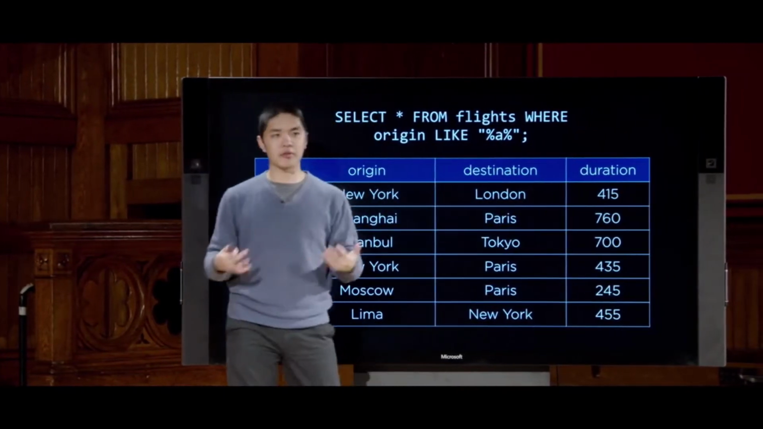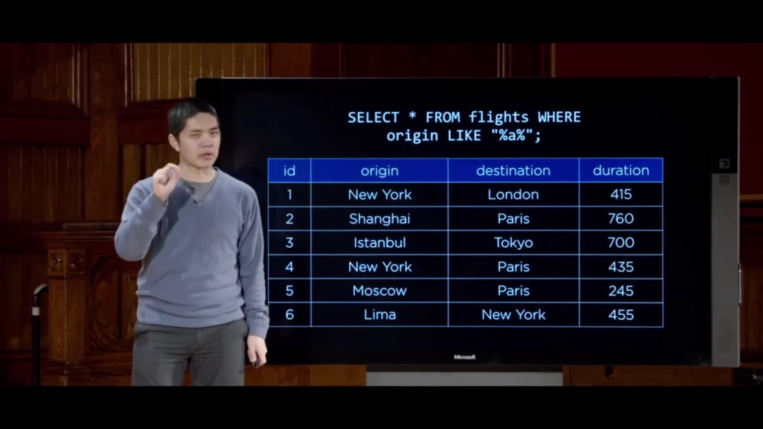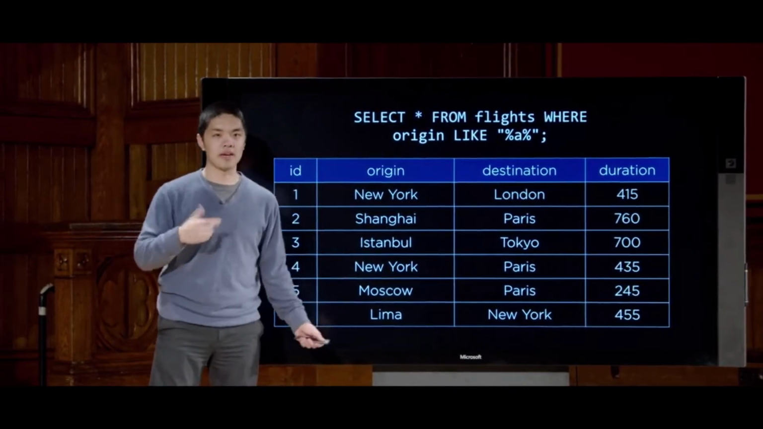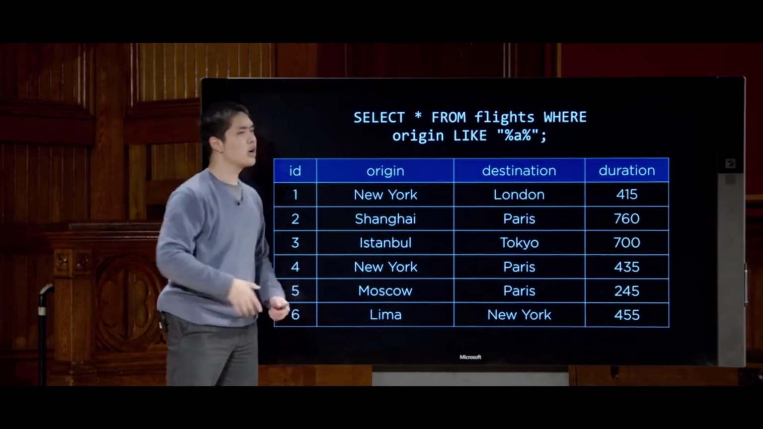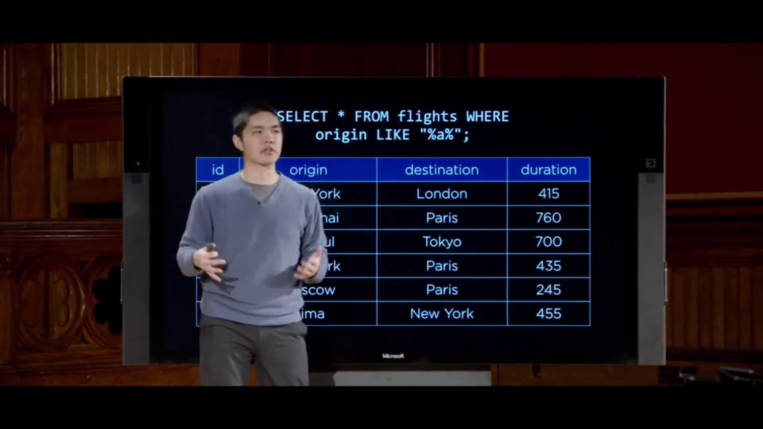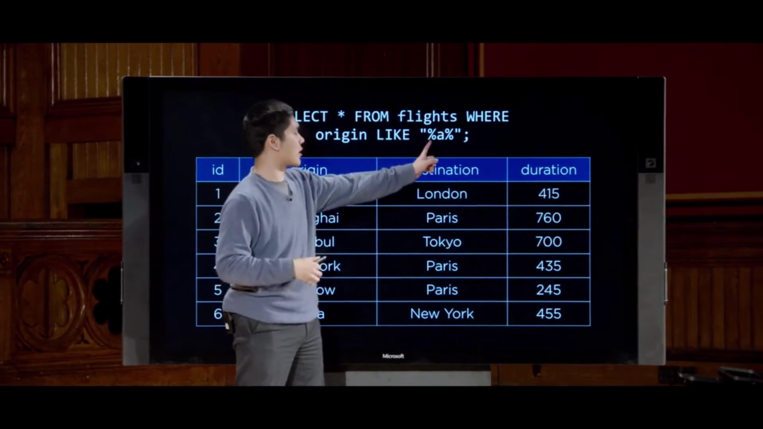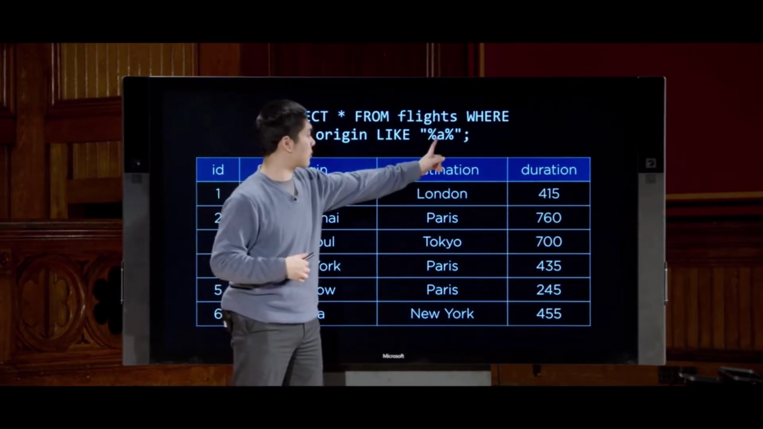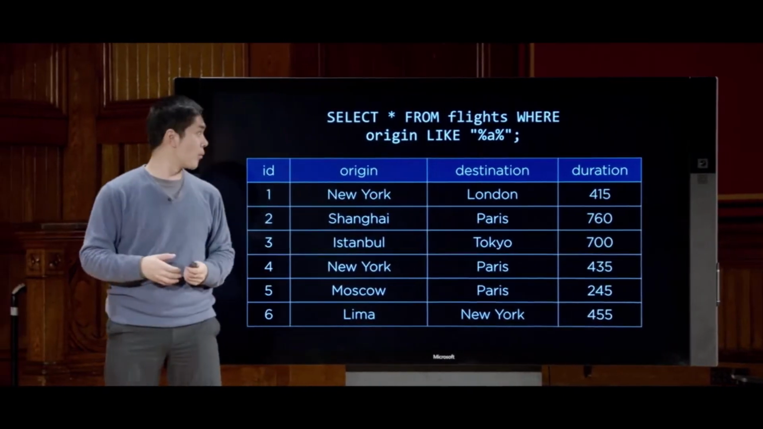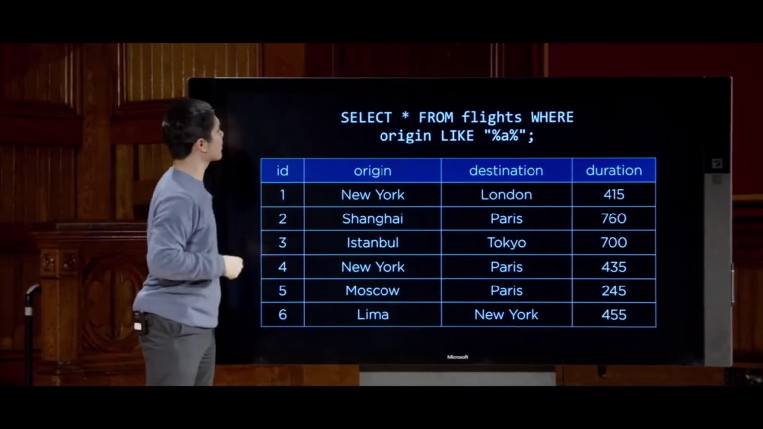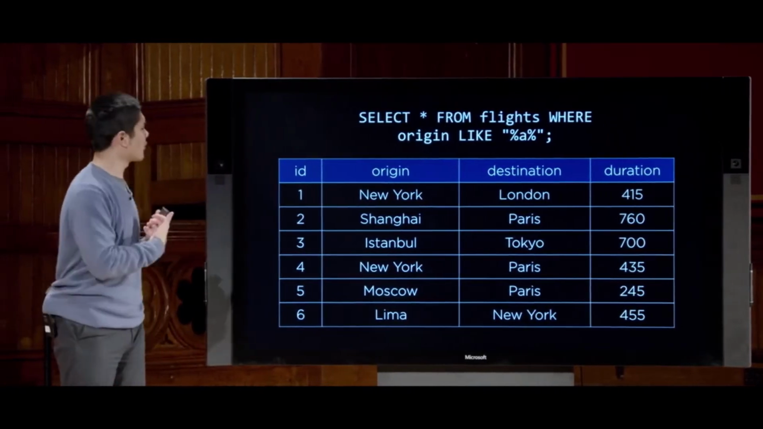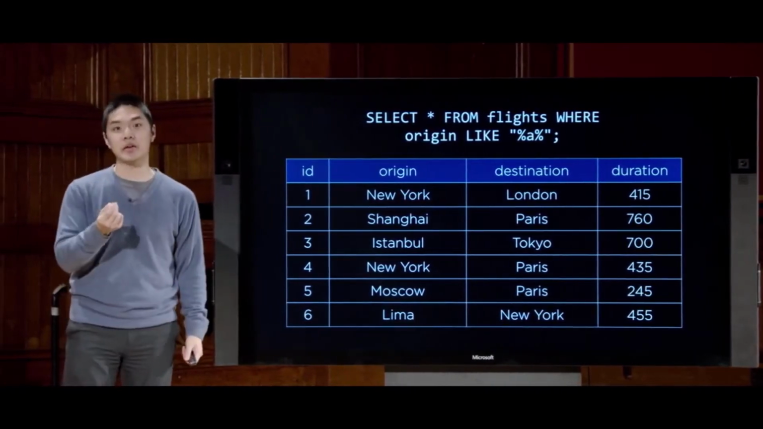%a%. This percent, again, stands for a wildcard. And this time, the wildcard is looking at the values of a particular column, in this case, the value of the origin column, meaning the percent stands for 0 or more characters, no matter what those characters are. We're looking for some number of characters, maybe 0, maybe more, followed by an A, followed by some other number of characters, maybe 0, maybe more. And ultimately, what this query is going to do is look inside of the flights table and get back to me all of the results where there is an A in the origin.